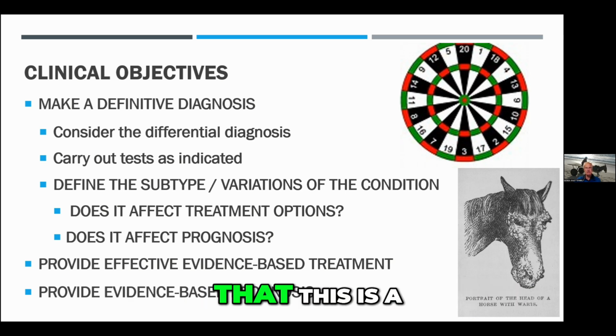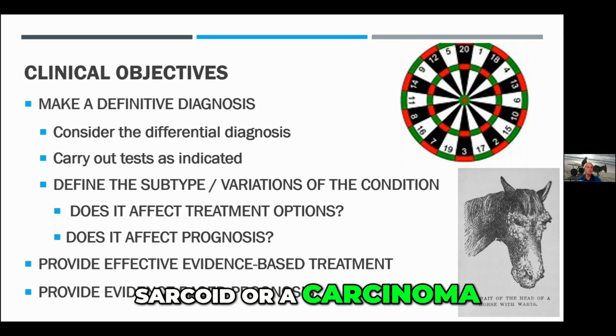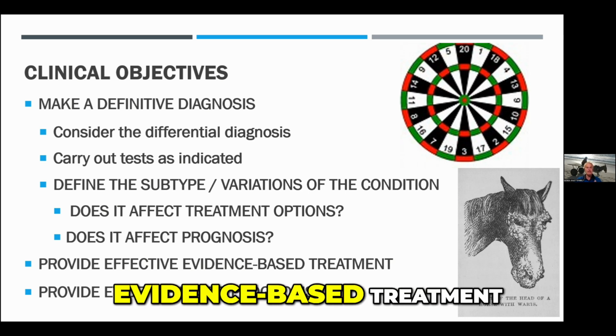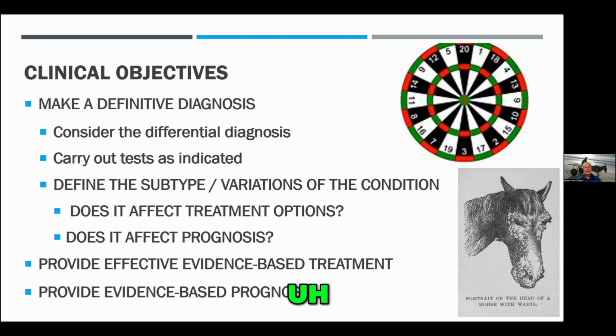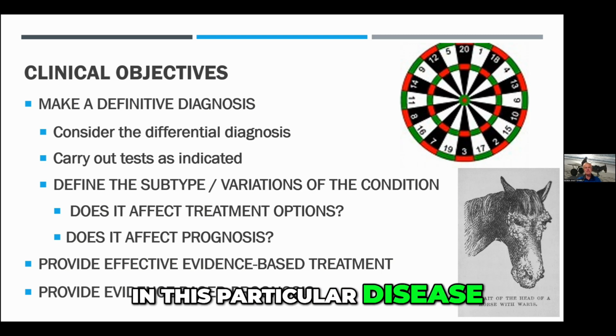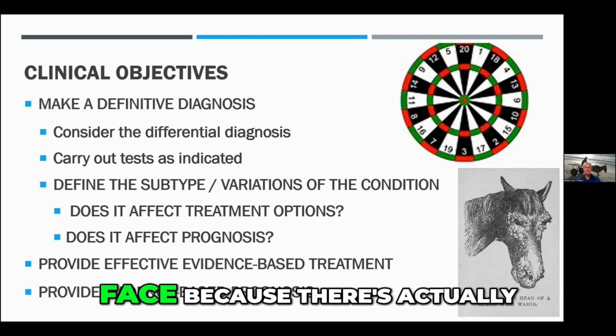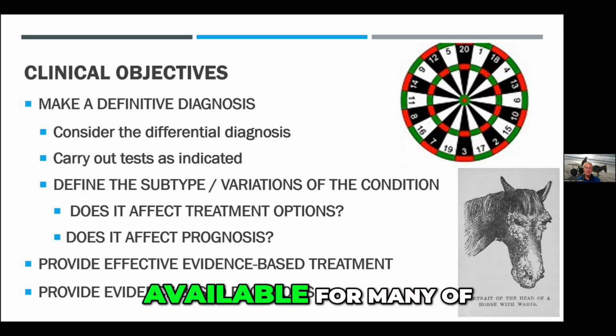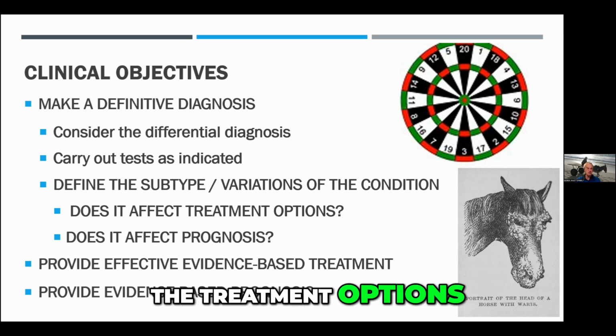And it doesn't matter whether this is a sarcoid or a carcinoma or a coughing horse or a lame horse. You have to provide evidence-based treatment. And that, in this particular disease, is one of the issues that we do face, because there's actually very little true evidence available for many of the treatment options.